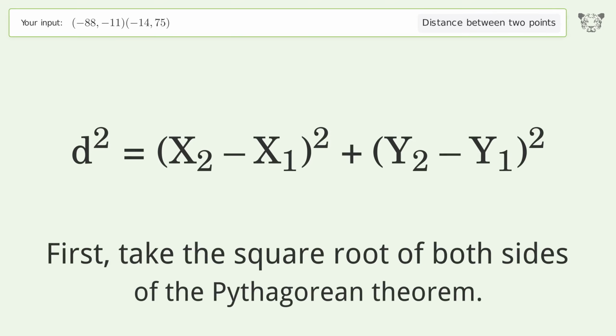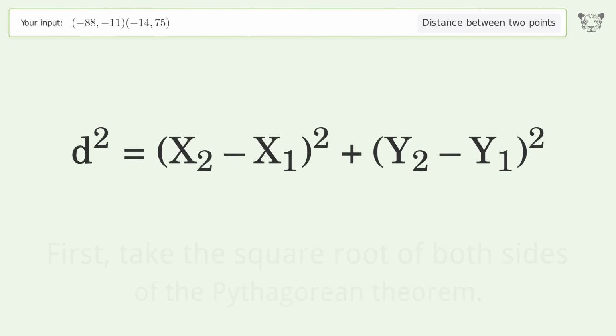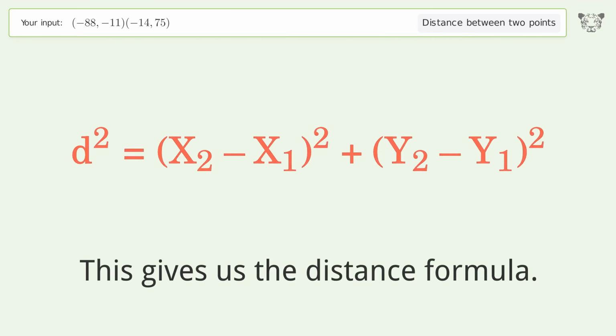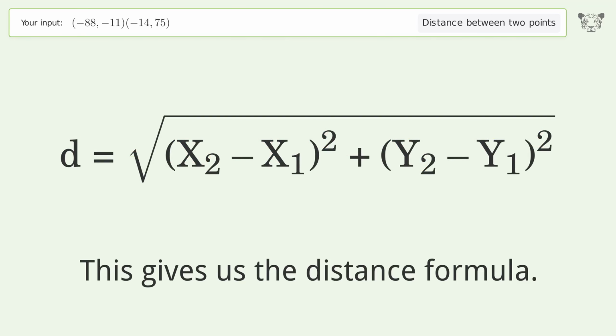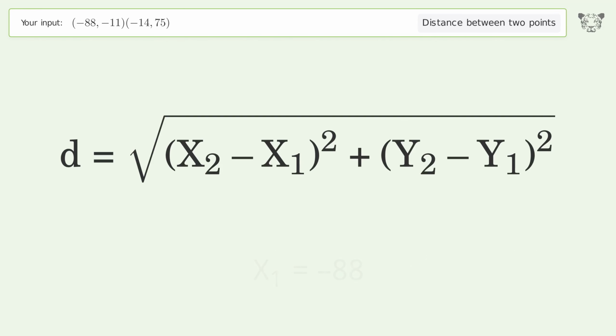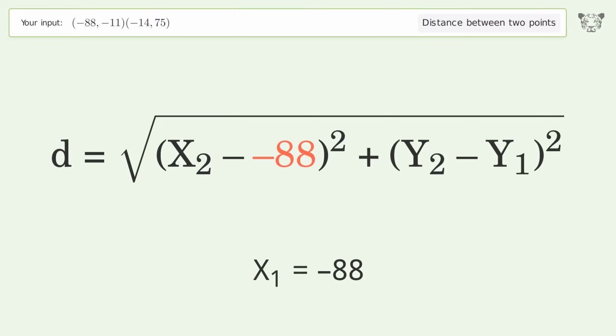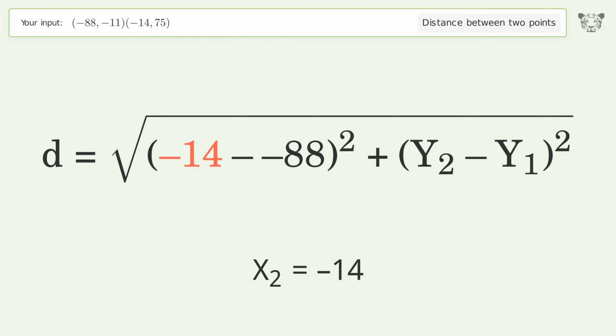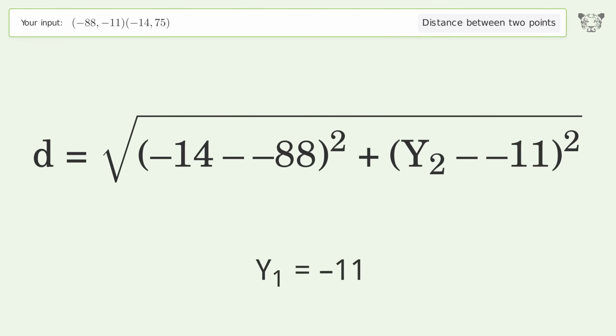First, take the square root of both sides of the Pythagorean theorem. This gives us the distance formula. Plug the coordinates of the points into the formula. x1 equals -88. x2 equals -14. y1 equals -11. y2 equals 75.